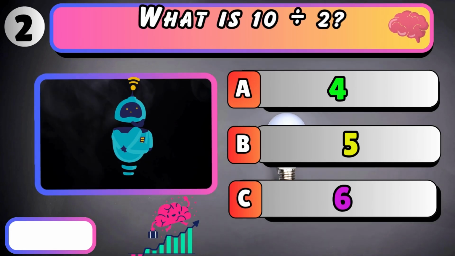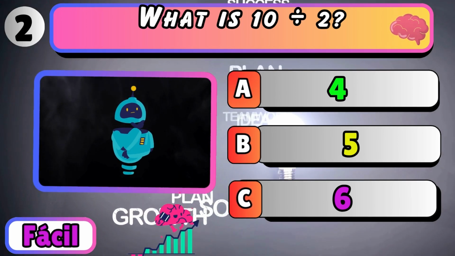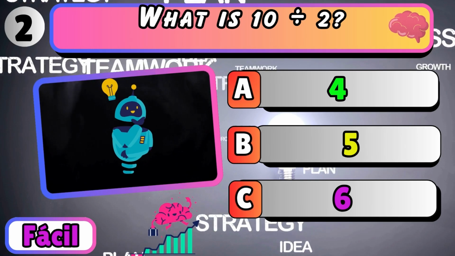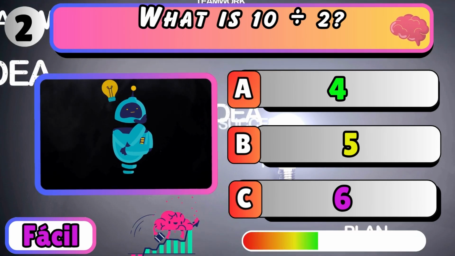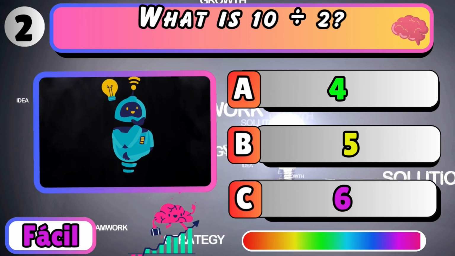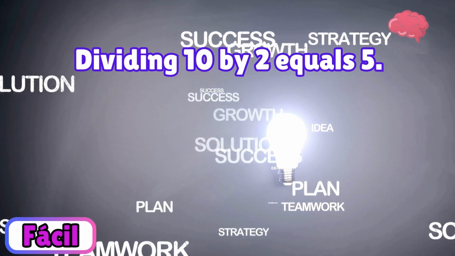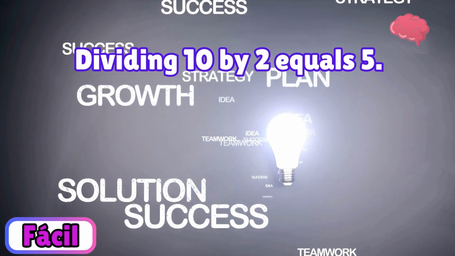What is 10 divided by 2? 4, 5, or 6? 5. Dividing 10 by 2 equals 5.